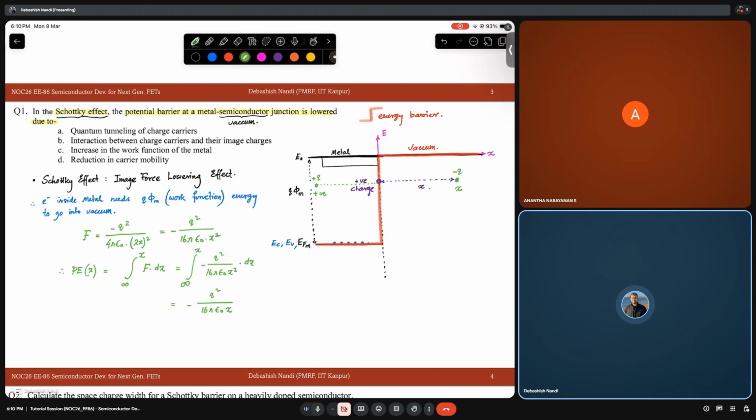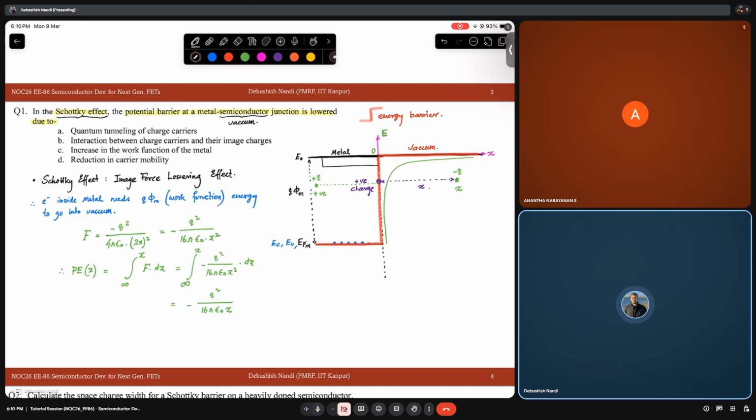And how does this potential profile look? This is a hyperbola. This is my energy axis, and this is 0, or the vacuum level. It will look something like this. It is a rectangular hyperbola. Is that clear? Yes, sir.